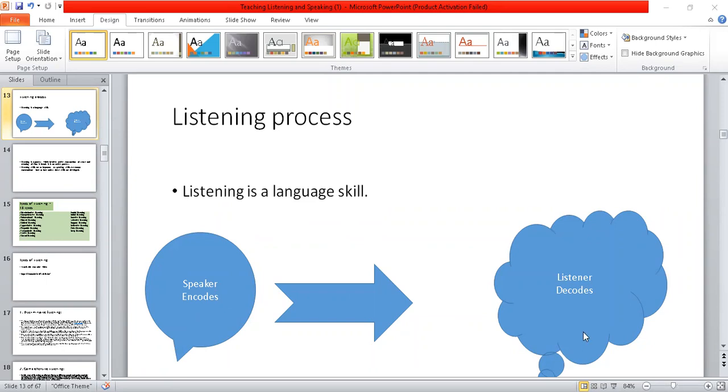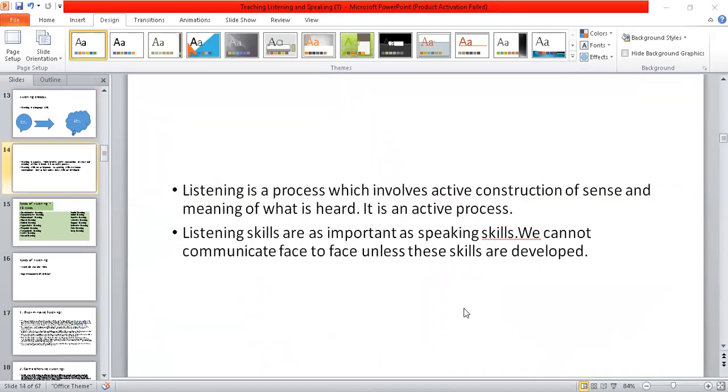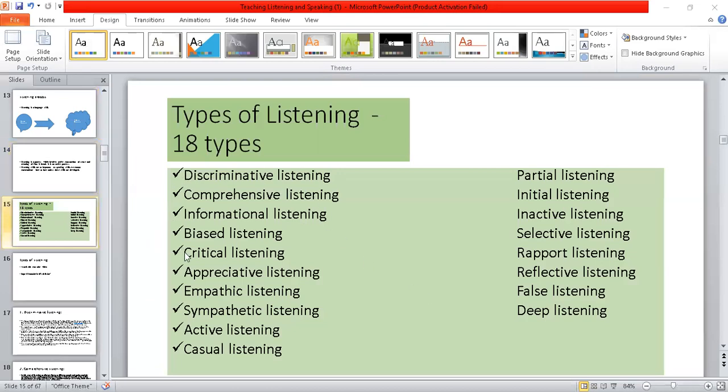Now, this is one thing that you have to remember. I'm pretty sure you have taken a screenshot of this as well, okay? This has to be there with you. And then you go to these 18 types of listenings, starting from discriminative to deep listening, okay? Now you're going to prepare a mind map. Do you know what a mind map is? What is a mind map? Have you done mind maps before?